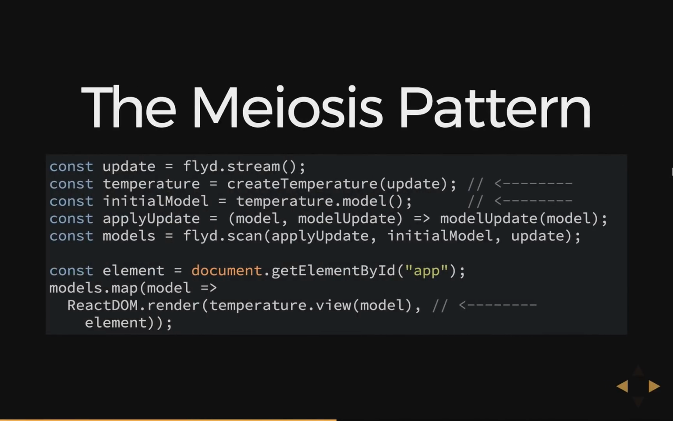The implementation of the Meiosis pattern is the same as we had before. We have our update, which is our stream of functions to update the model. We're creating our temperature component by passing in update. The initial model now is the model returned by our temperature component by calling model. Our apply update and scan have not changed. And when we render the view, we're just calling temperature.view to call the component's view function.